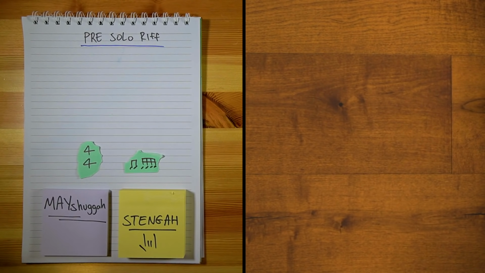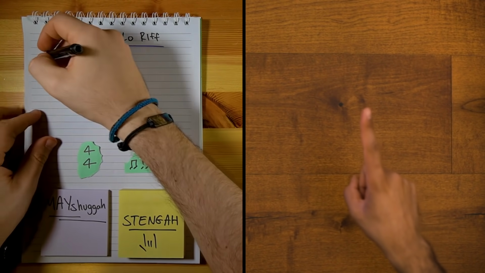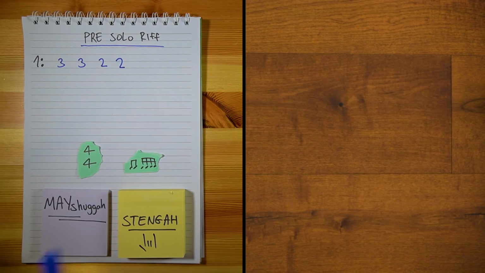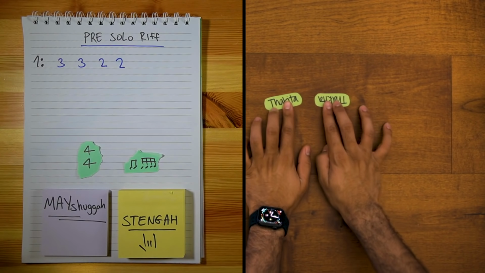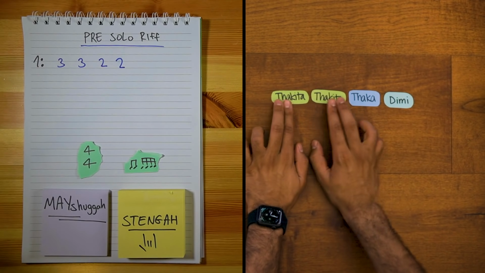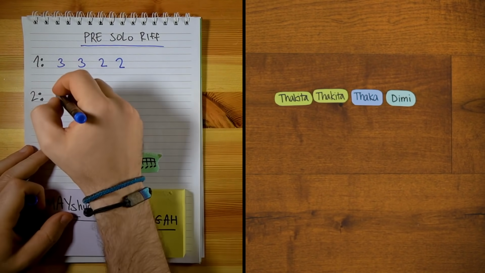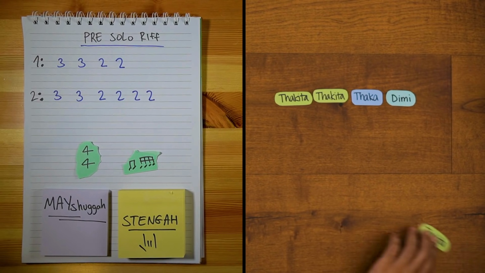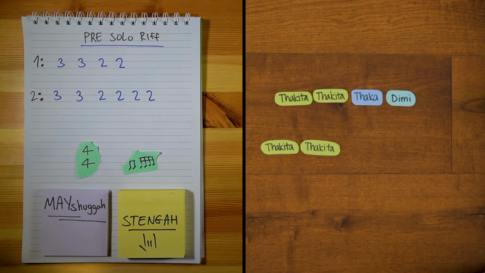Thanks, man. So the pre-solo riff is made of 2 different patterns. The first one looks like this, 3-3-2-2, which I would call takita takita taka dimi. And the second one looks like this, 3-3-2-2-2-2, which I would again call takita takita taka dimi taka jornu.